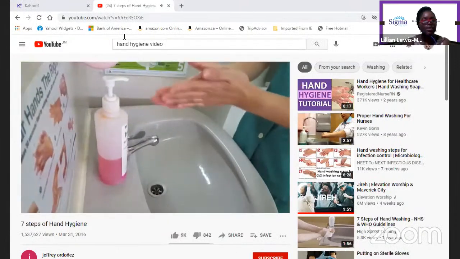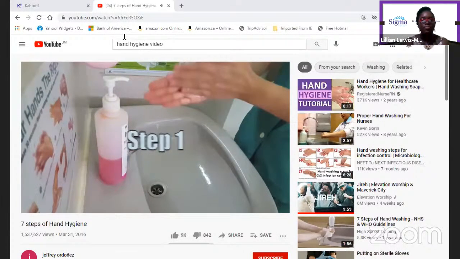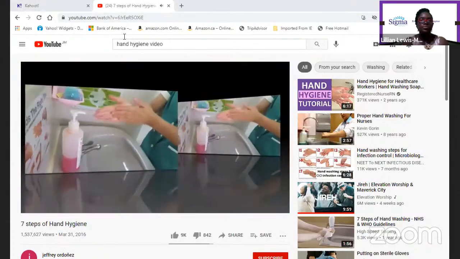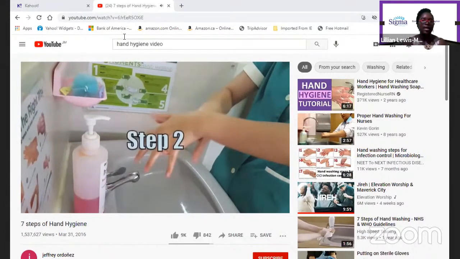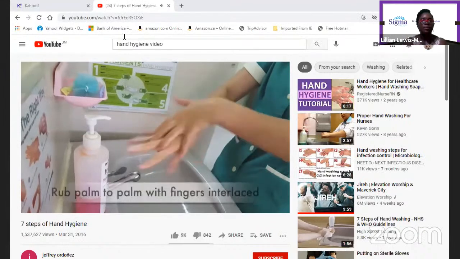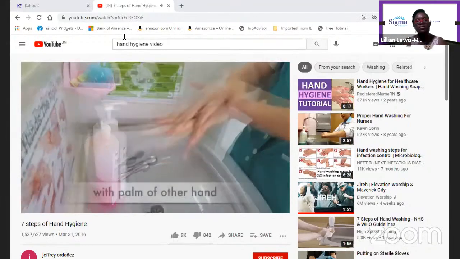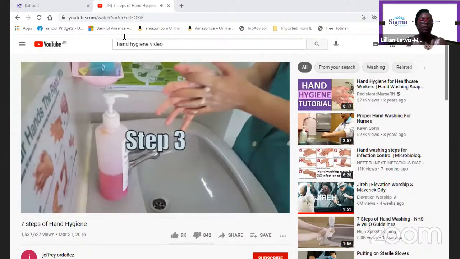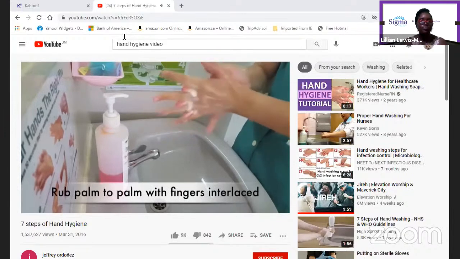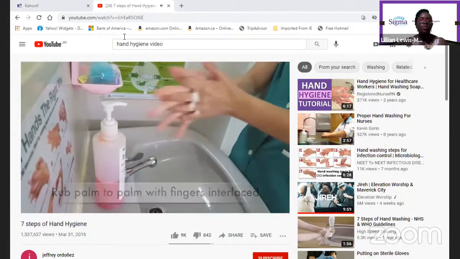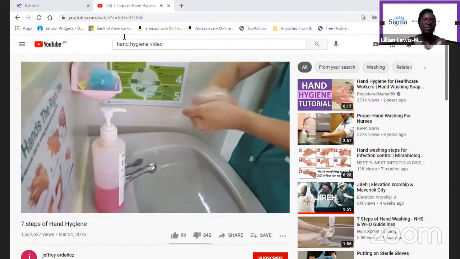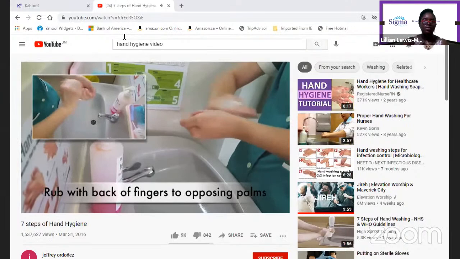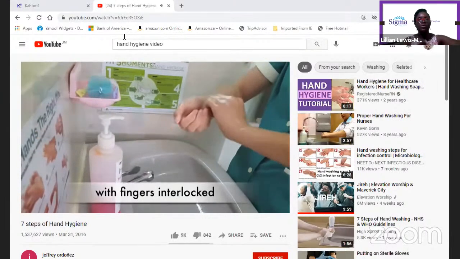All right, so we wet our hands. We're now lathering. We're rubbing palm to palm, the interlocking, the back of the hand. Whatever you do to one hand, you do to the next. One doesn't get jealous of the other. So the interlocking now. Remember, we spoke about the tips of the fingers sometimes being missed. This will help. You do one on the left and then you reverse.